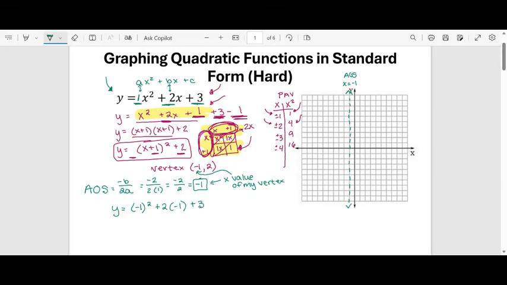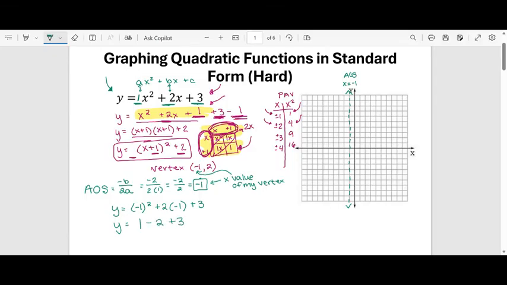Now, you might notice I put -1 in parentheses before I squared it. That's important, particularly if you're using your calculator. If you do not put it in parentheses, it will give you an incorrect answer. So we need to make sure we're squaring the whole -1, not just the 1 and leaving the negative out, if that makes sense. So -1 squared is going to give me -1 times -1, which is +1. So we're going to have +1. 2 times -1 is -2. And then we'll just have a +3 on the end.